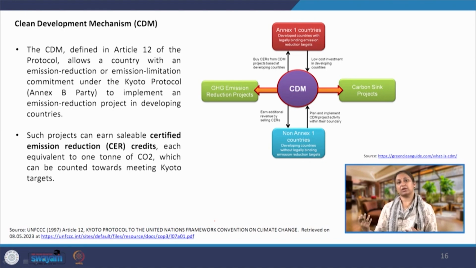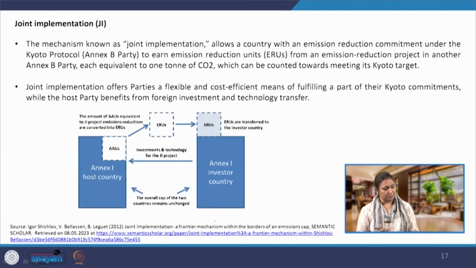That it is not industrializing, and when there is less industrialization, economic growth will be hampered somewhere. But the credits that a small country like Bhutan is earning through carbon trading can offset the requirement for industrialization itself. So, that is what is happening in the clean development mechanism, and joint implementation allows a country with an emission reduction commitment under the Kyoto Protocol to earn emission reduction units from an emission reduction project in another Annex B party or industrialized developed party.